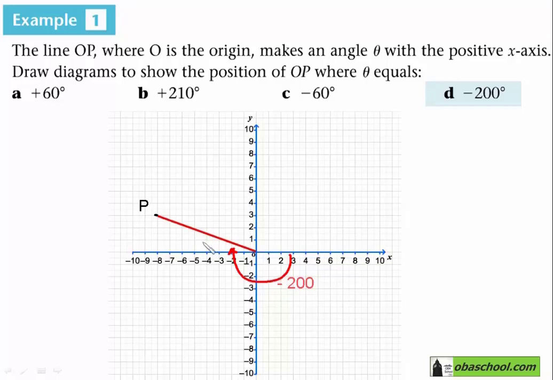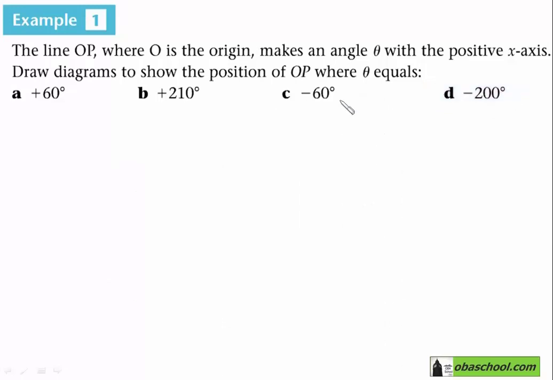To sum up, this is how we draw the angle minus 200. Simply, we set the protractor below the positive axis and move 180 degrees, and then add 20 degrees to form the minus 200 degrees. So in this way, we have explained how to draw a negative angle which is greater or smaller than 180 degrees.